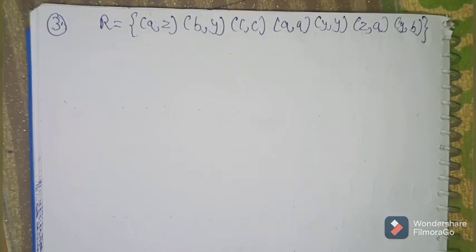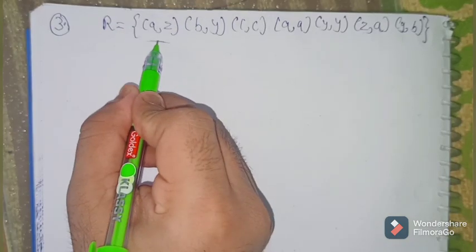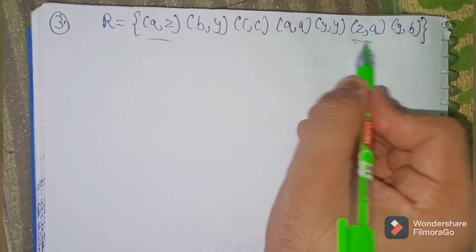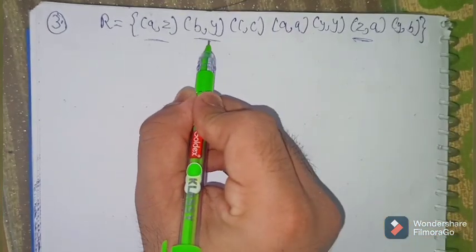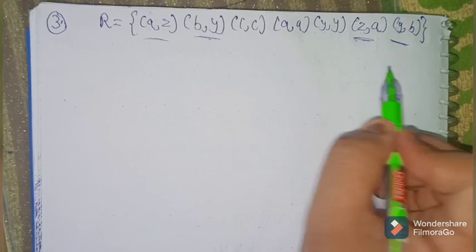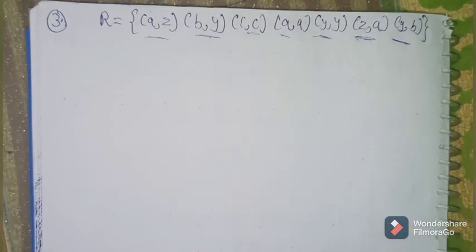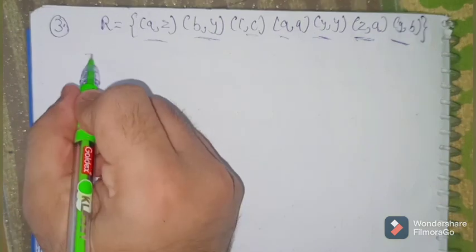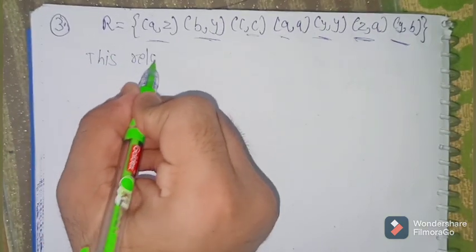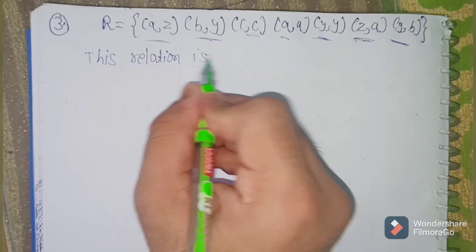Relation R is given, that is AZ, BY, CC, AA, YY, ZA and YB. This relation is symmetric because we know the condition of a symmetric relation is if AB belongs to R, then BA must belong to R. So here AZ belongs to R and ZA also belongs to R. BY belongs to R, YB also belongs to R. CC, AA and YY also belong to R. So this relation is symmetric.